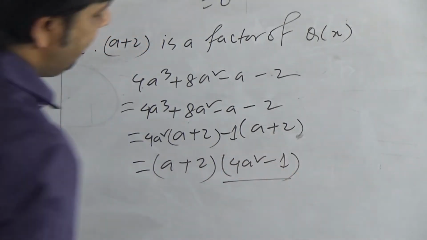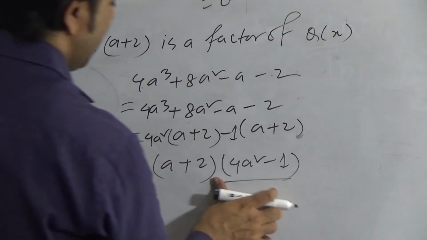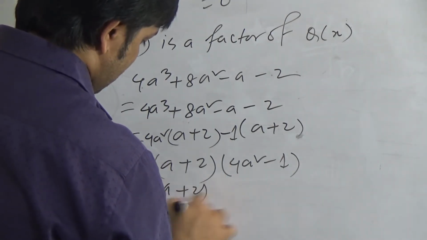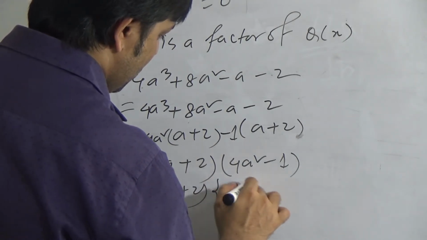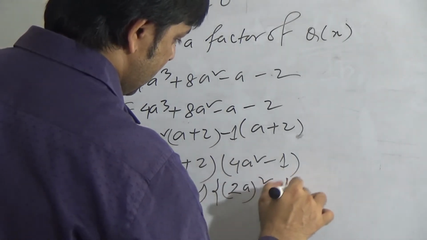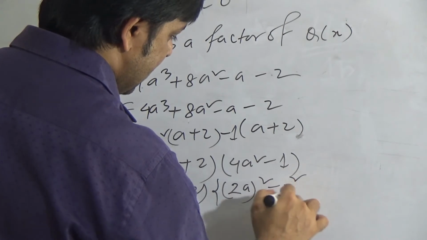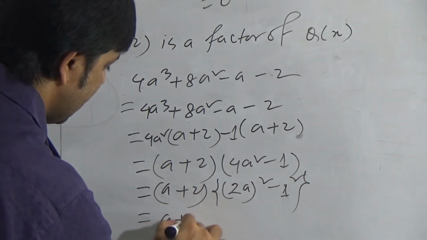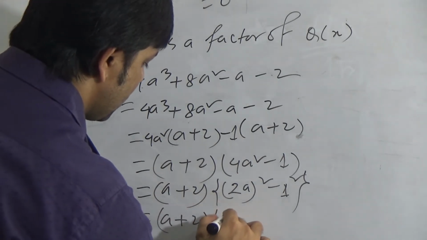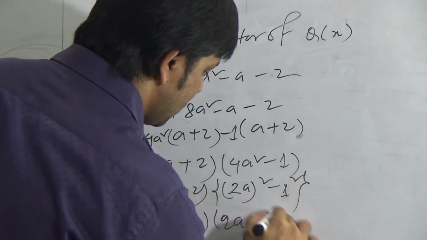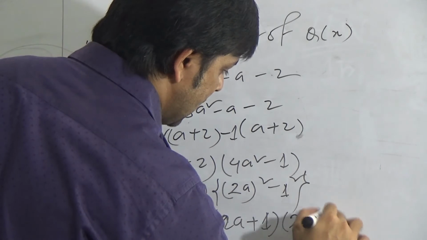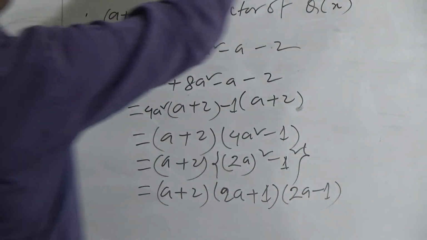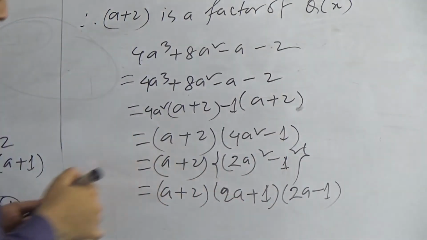Now here we can apply the formula. If we apply the formula here, we can write here a plus 2 into 2a whole square minus 1 square. It means a square minus b square here. So if we apply, we will get here a plus 2 into 2a plus 1 into 2a minus 1. So we have factorized the expression, this one, it means q of a.